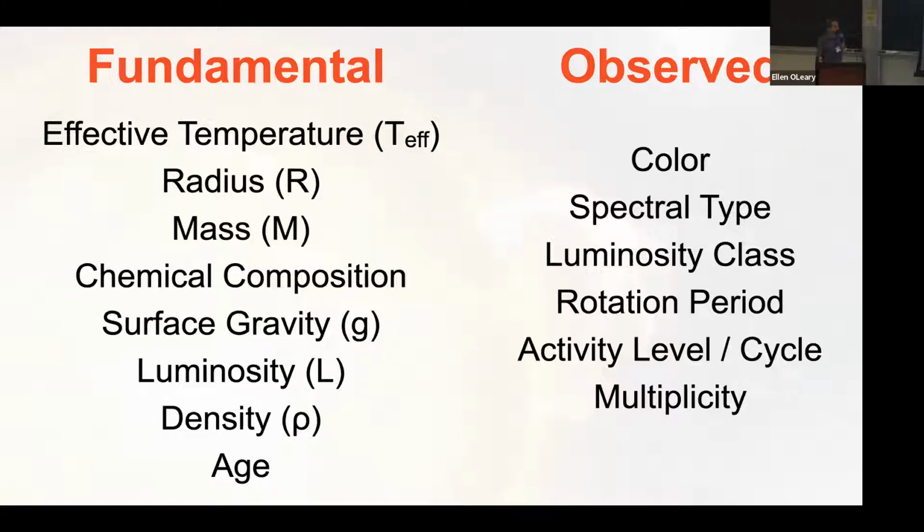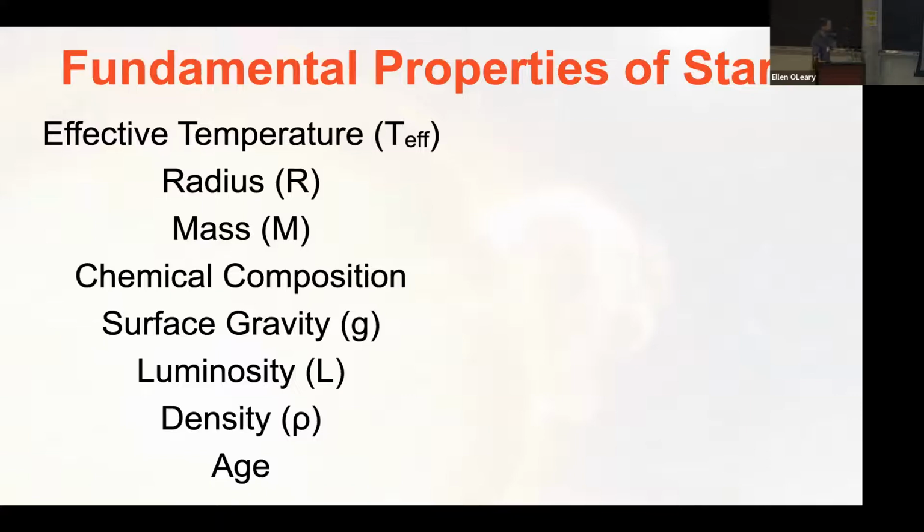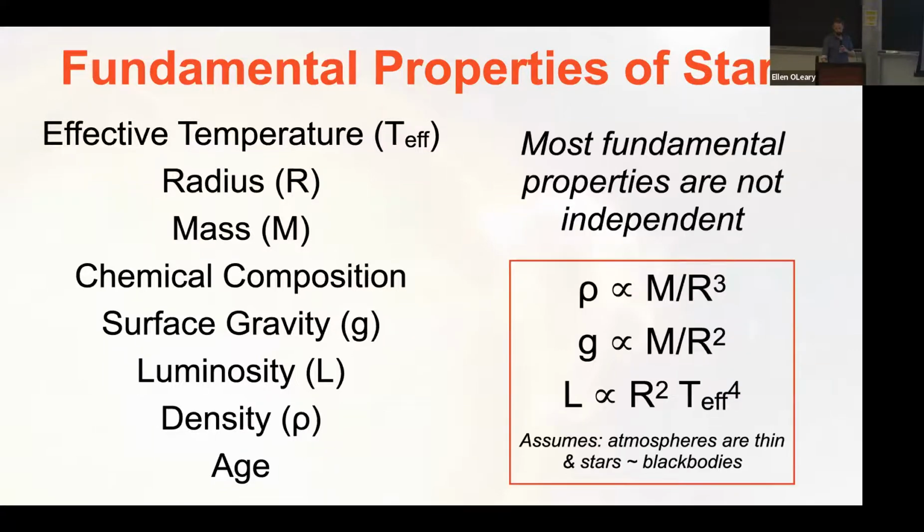Now, on the right-hand side are things that we can observe. We can observe the color, spectral type, luminosity class, rotation period, and things about the stellar multiplicity, which you've already heard about. But for this talk, we will really only focus on the fundamental properties, so the ones listed here on the left. This list, of course, includes some fundamental properties that are correlated with each other.